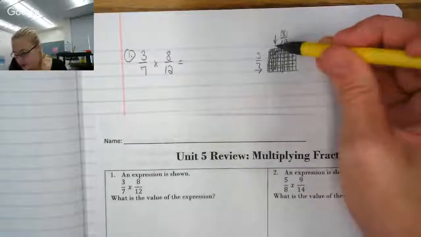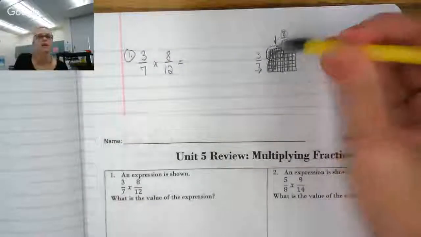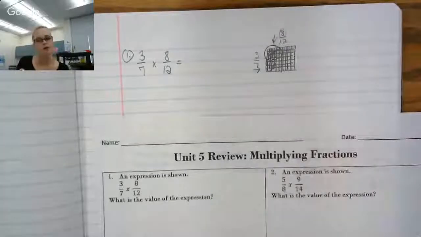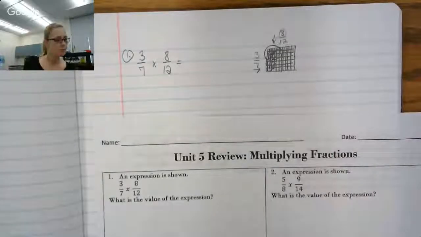But what we talked about in class is that overlapping part is where you find your answer. You count how many pieces are overlapping out of how many pieces total.